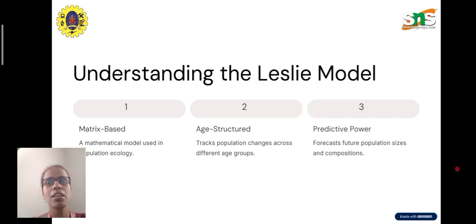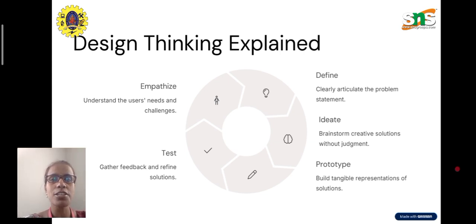Next, we need to know what is meant by design thinking. There are 5 stages. Stage number 1 is empathize, 2 define, 3 ideate, 4 prototype, and 5 test. It's an iterative method. We are going to start with empathize. What does it mean by empathize? It is nothing but understanding the user's needs and challenges. From the customers we are going to get all those things. That is the empathize part.